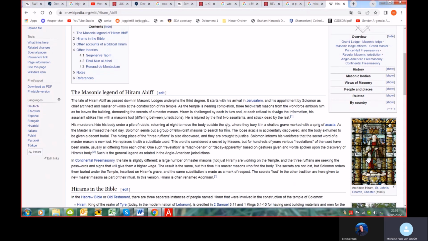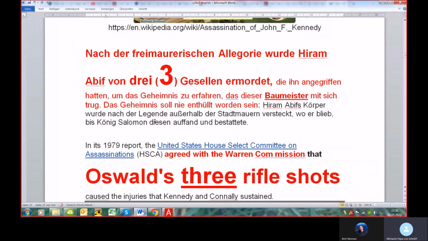And that's the key thing. That's the key thing of the assassination of Kennedy, because wasn't it so that the Warren Commission, as well as the United States House Select Committee on Assassinations, agreed with the Warren Commission that Oswald's three rifle shots caused the injuries that Kennedy and Connally sustained. Remember, three ruffians, and three attempts on the life, on the killing of the alleged Hiram Abiff in the third degree Masonic Master Mason initiatory rite of the Freemasonry.